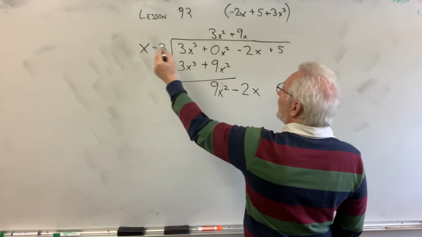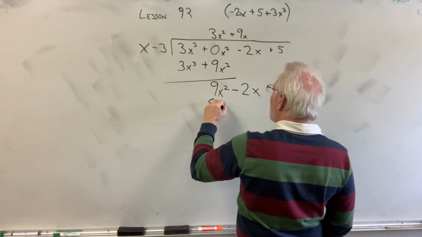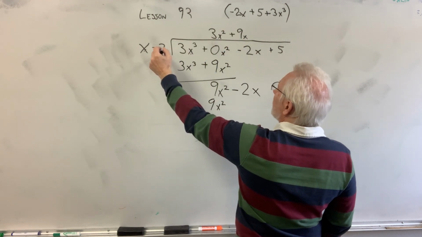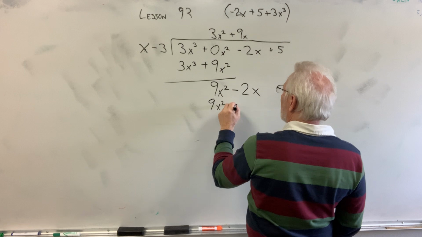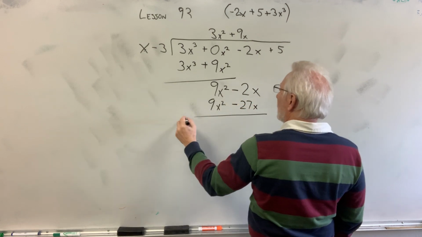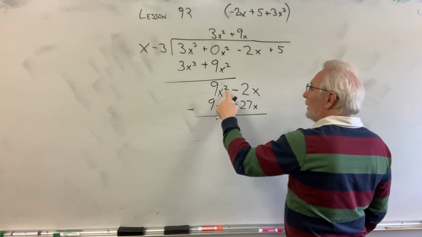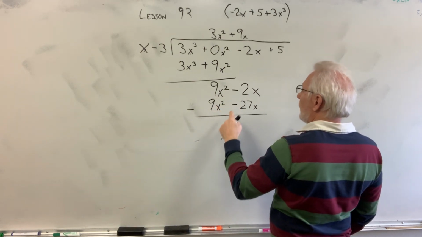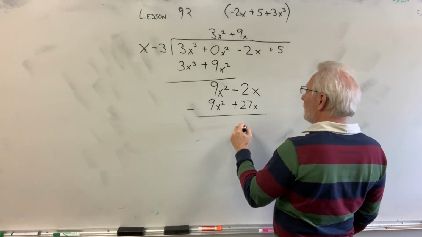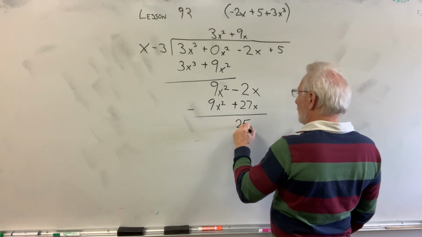Okay, 9x times x is 9x squared. Okay, 9x times 3, or negative 3, is going to be negative 9, 18, what, 27x? And again, I subtract. 9x squared minus 9x squared is 0. Subtracting a negative is the same thing as adding a positive. And so here I'm going to end up with 25x.